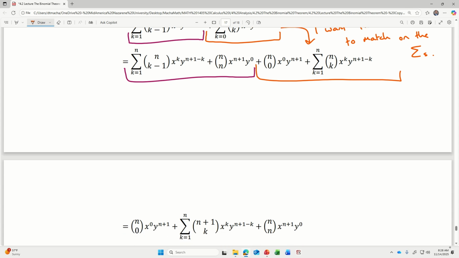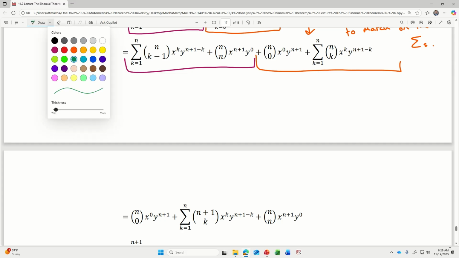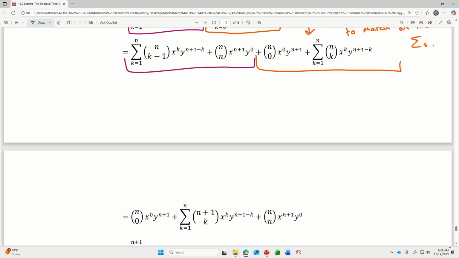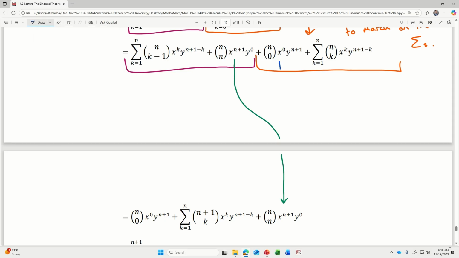I wish there wasn't such a big page break here. But what's happening in the next step is this term shows up over here, unchanged. This term shows up over here, unchanged.